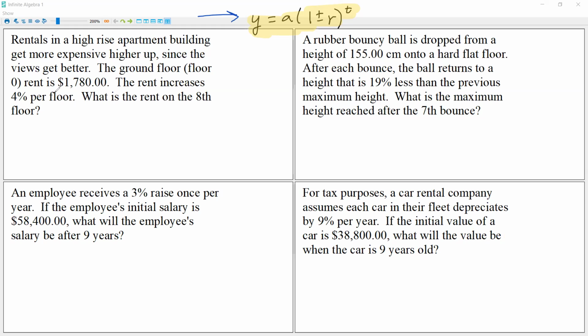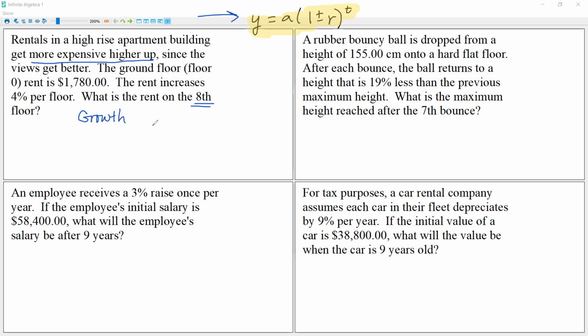And so this is exponentially changing, and think about how it's changing. Is this going to grow or decay? Meaning, is the money going to increase or is the money going to decrease the higher you go? It says pretty plainly here, it gets more expensive the higher up you go. We want to be on the eighth floor, pretty high up. And so it makes sense that this is a growth. The rent cost is going to be more expensive.